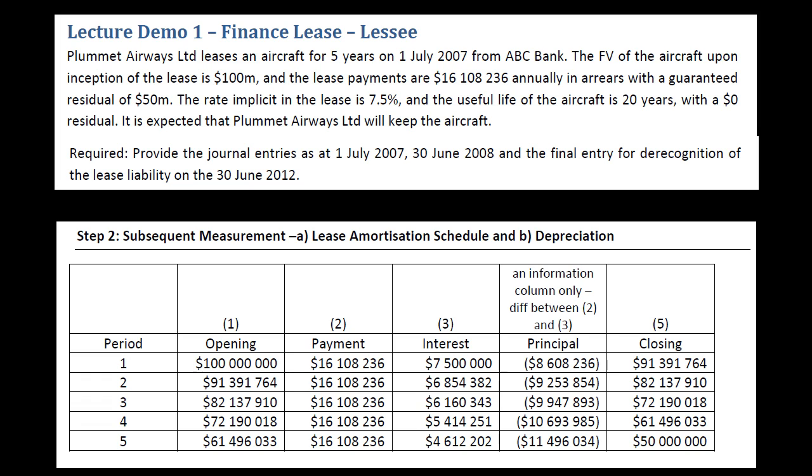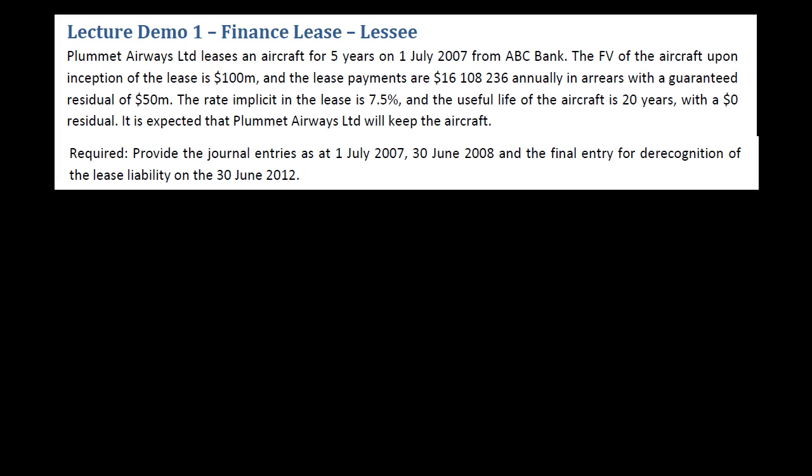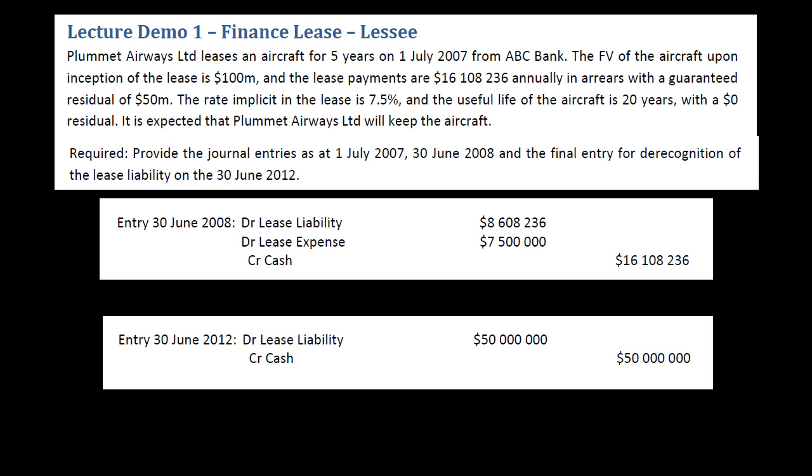So throw those all in, and what we see down here is debit lease liability, the 8.6. So this comes from this column. Debit lease expense, this comes from this column. And credit cash, that comes from that column. And you just simply repeat that for however many years the lease is running.